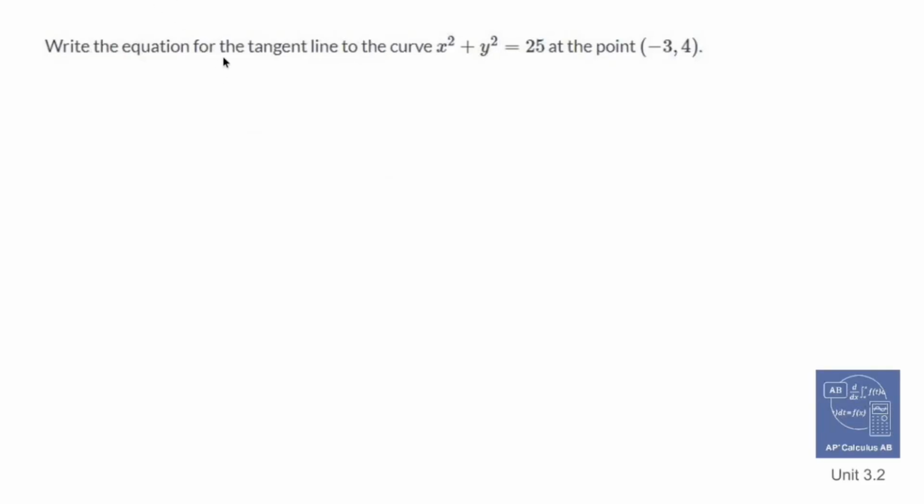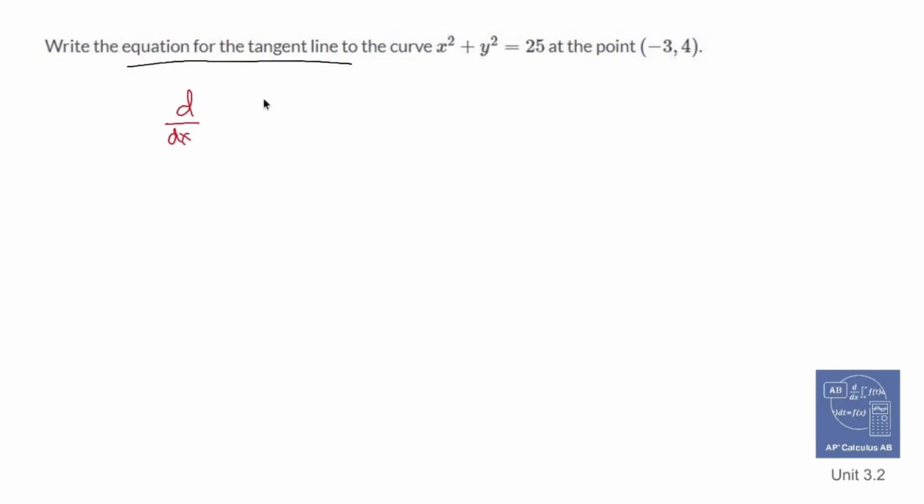What is the equation for the tangent line to the curve x squared plus y squared, a circle, equals 25 at the point (-3, 4)? All right, well, first off, the equation of the tangent line requires the slope of the tangent line, which is the derivative. So let's do that first. Let's find the slope of the tangent line by taking the derivative.